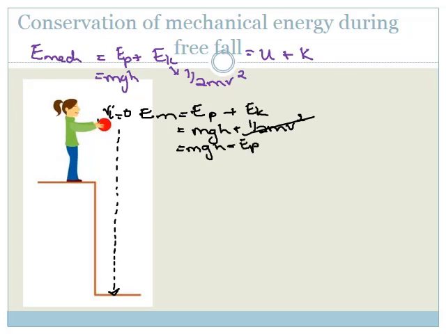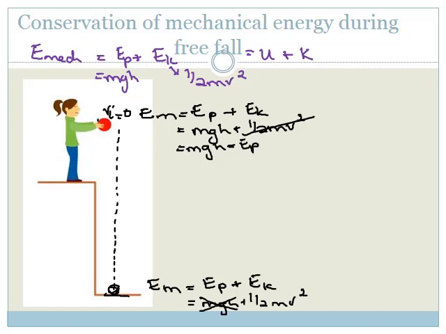Okay. At the bottom, when it hits the ground, or just as it hits the ground, your EMEC is still equal to EP plus EK, which is equal to mgh plus a half mv squared. Now, if you think about this, it has no height. Therefore, this time, the mechanical energy does not have any potential energy. It's only got kinetic energy. So the total mechanical energy is equal to the kinetic energy at the bottom.